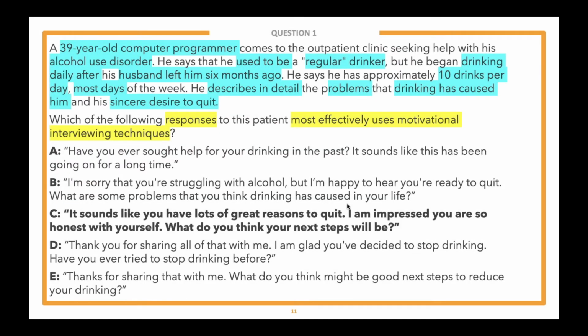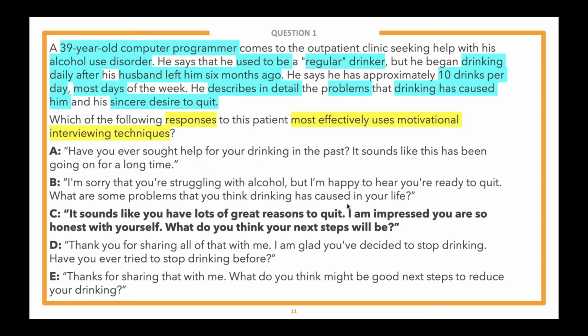So answer choice C validates that the patient has reasons to quit. It shows that you have been reflectively listening to the reasons that the alcohol has caused problems in his life. You're also affirming the patient, validating the patient. You're impressed that the patient is so honest with himself. So you're validating and affirming that patient's beliefs. And now you're going to assess their readiness to quit.